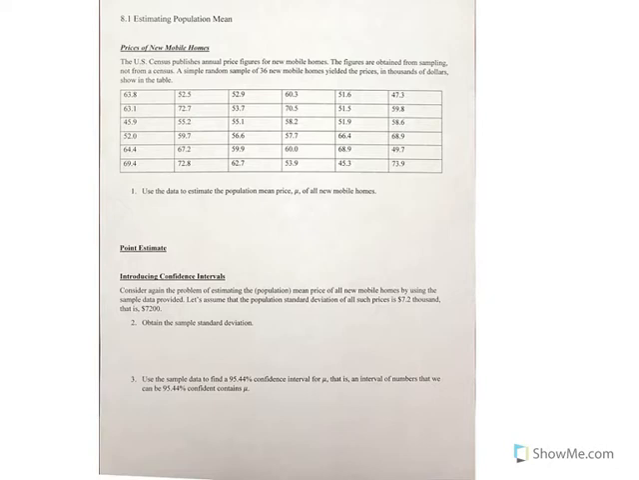It says use this data to estimate the population mean of all new mobile homes. What you're getting ready to do is really give a sample mean, but we call this the point estimate. It is the same as the mean of your sample, but what we're looking for is to see what range our population mean would fall in. So first, you're going to get the mean of the sample of the 36 mobile homes.